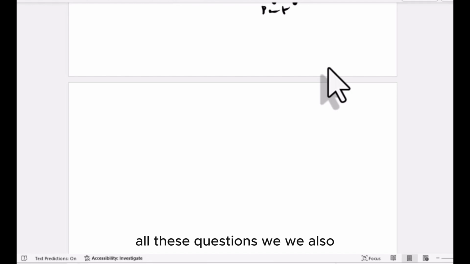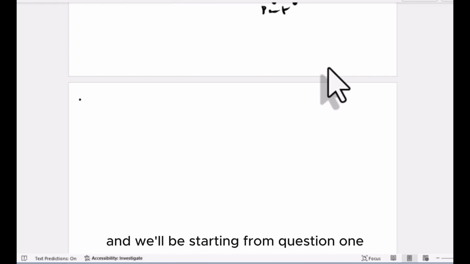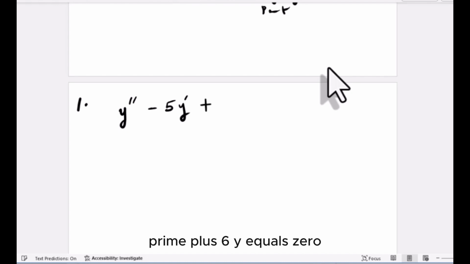We also talked about three different cases: the distinct real roots, the real double roots, and the complex roots. We want to be able to solve questions and identify questions that require these three cases. We'll be solving three different equations related to the three cases, starting from question one, where we have y prime prime minus 5y prime plus 6y equals 0.